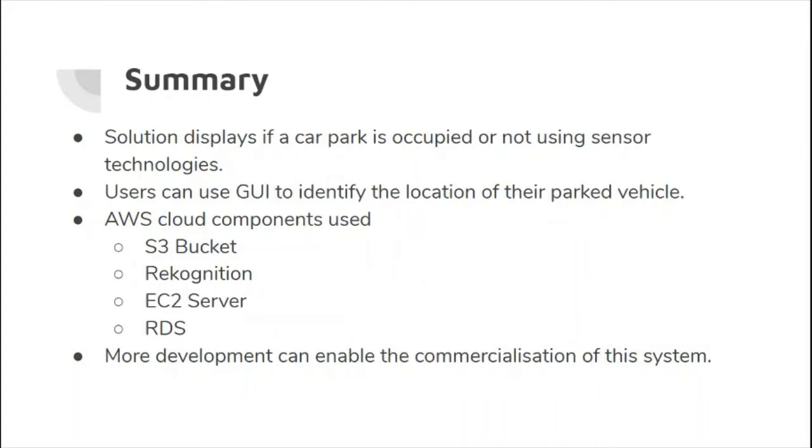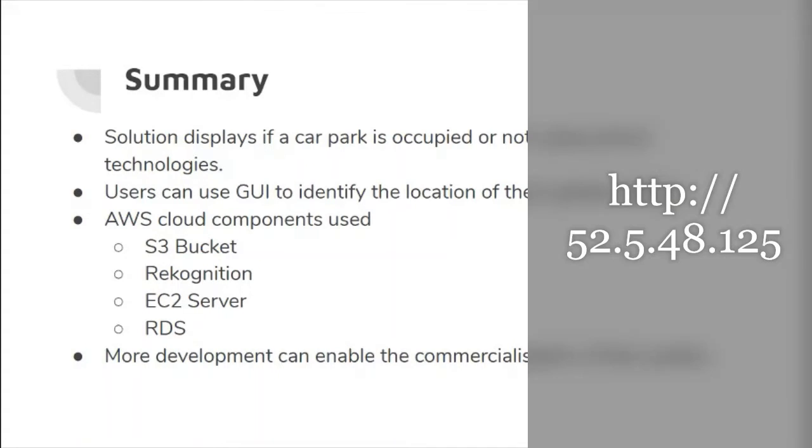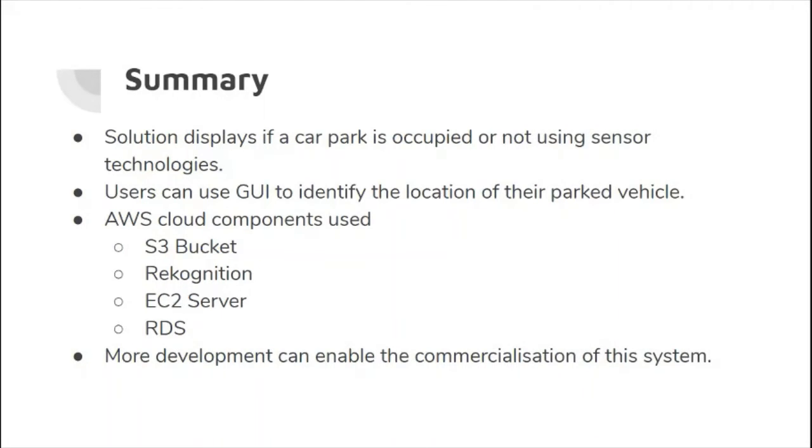So you've seen an overview of the system, you've seen it in action. We've shown you a part of the GUI. If you'd like to view the GUI, we'll add in the IP address to view yourself. The AWS Cloud components that we used were the S3 bucket, Rekognition, an EC2 server, and the RDS. And we believe that more development with the system can help it lead to being a commercial product.